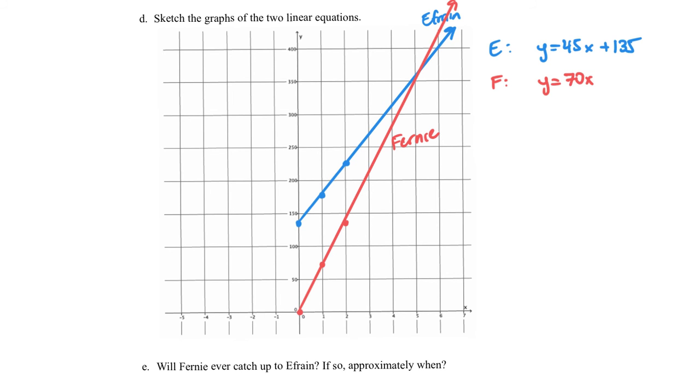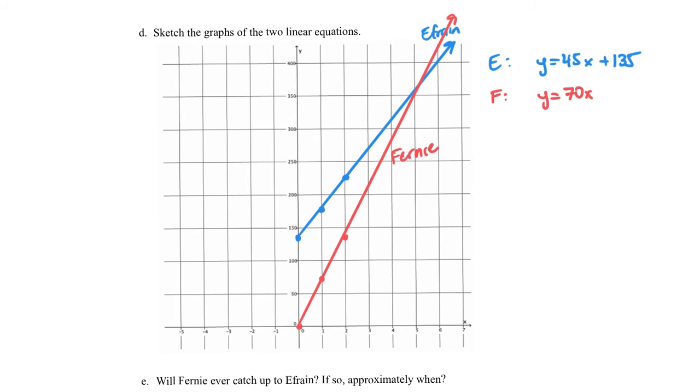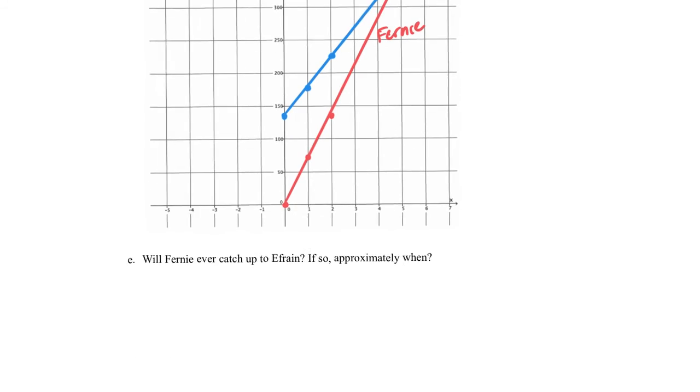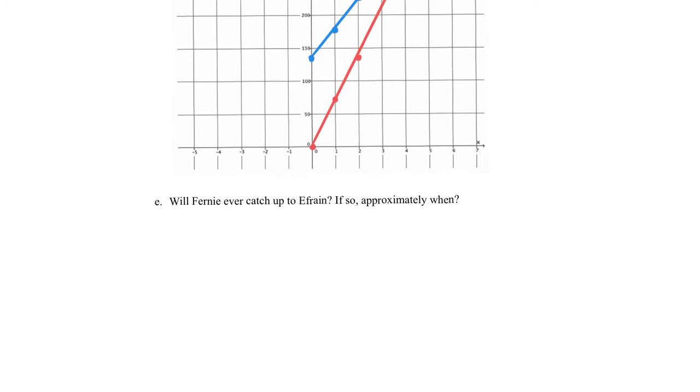All right, now, will Fernie ever catch up to Ephraim? If so, approximately when? Well, if you take a look here, their paths do cross right about here, somewhere between 5 and 6 hours, somewhere around in there. They actually do cross paths. And I know that because that's where their lines overlap. So the answer to this question is yes.